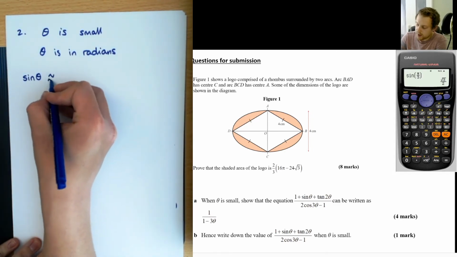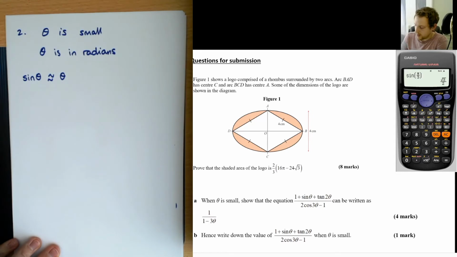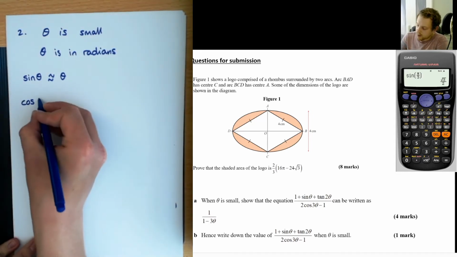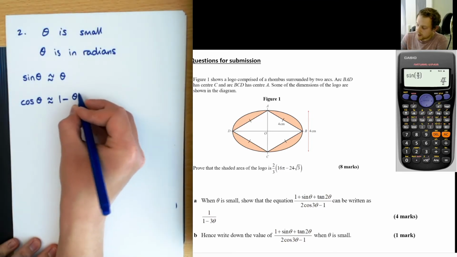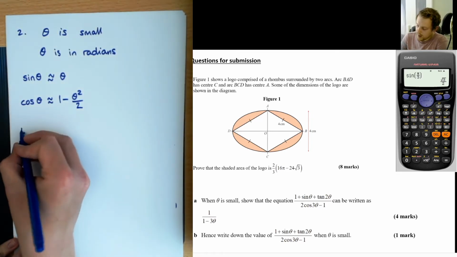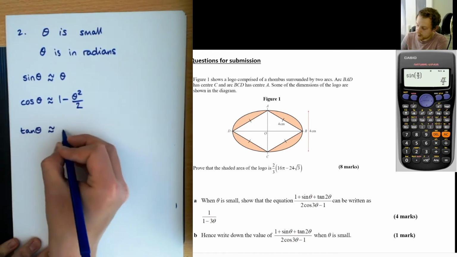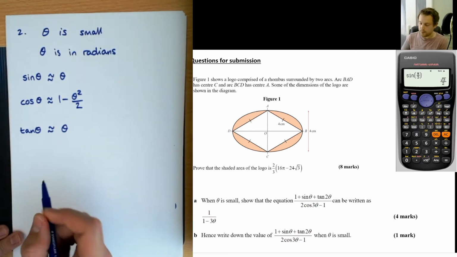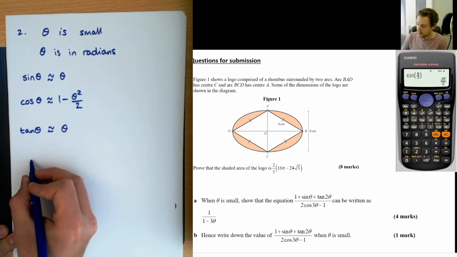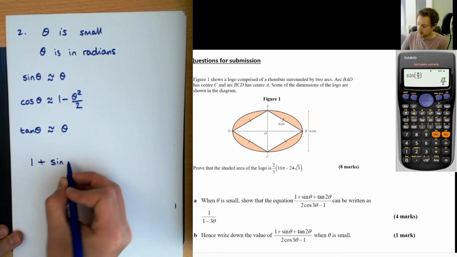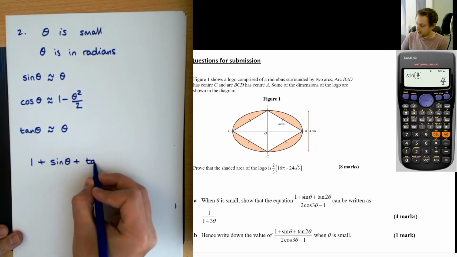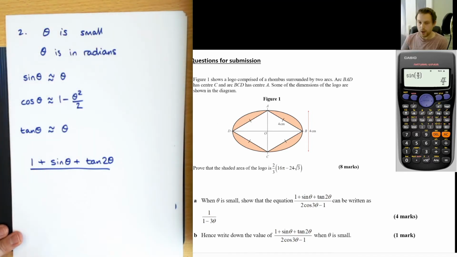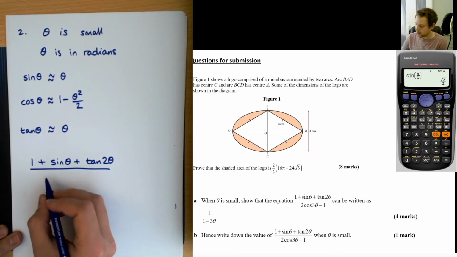So it turns out that sine theta is approximately equal to theta in this situation, and the smaller you make theta, the more accurate this is. Cos theta is approximately equal to 1 minus theta squared over 2. And tan theta is also approximately equal to theta. So there you go. Those are the small angle approximations. And so we want to ask about this expression here under these assumptions that theta is small and theta is in radians.